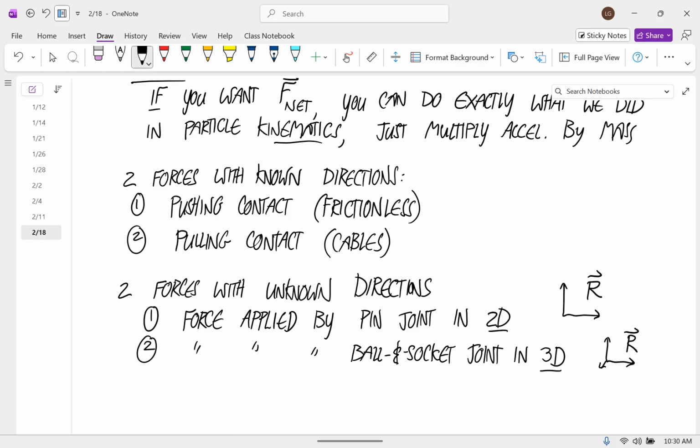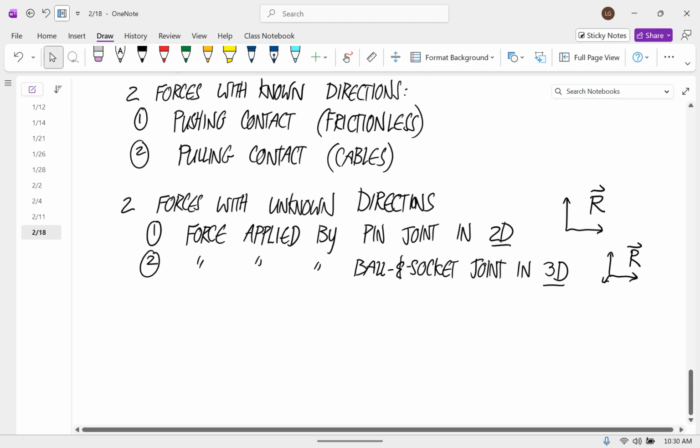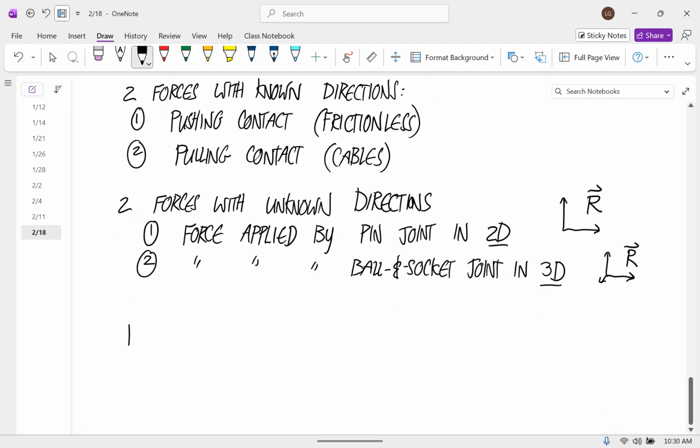So I'm going to start with pushing contact. We're going to go through that a little. Then I'll go to pulling contact from cables. So pushing contact. And this is frictionless.